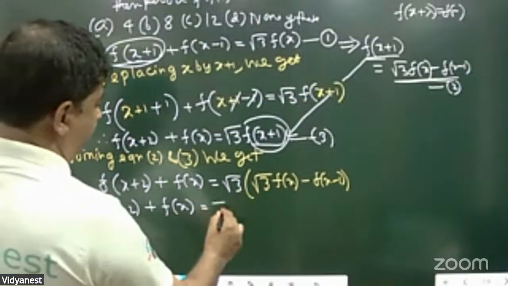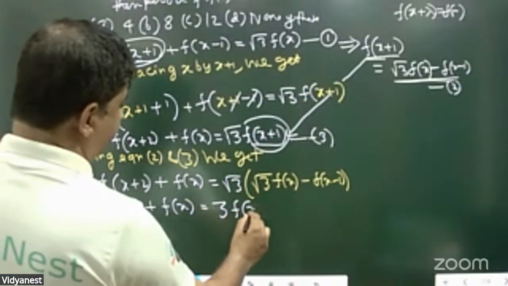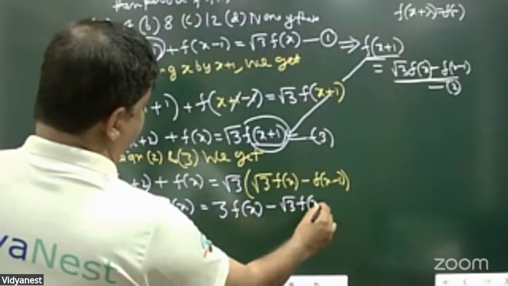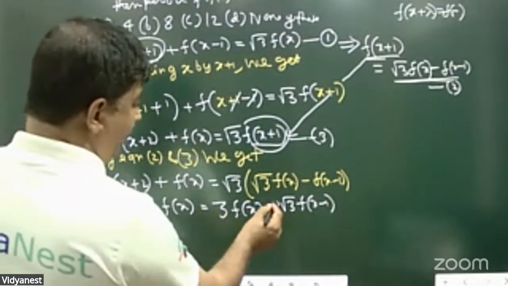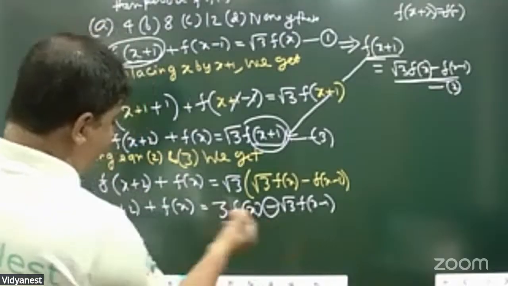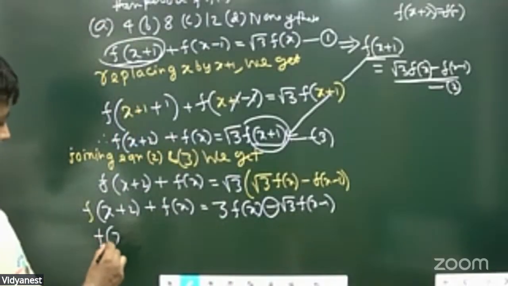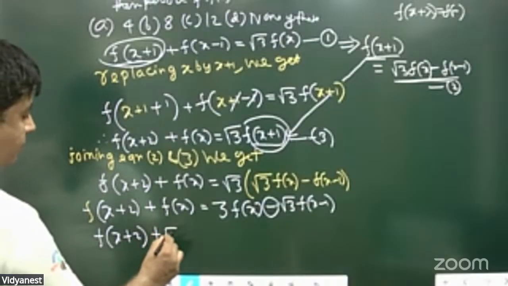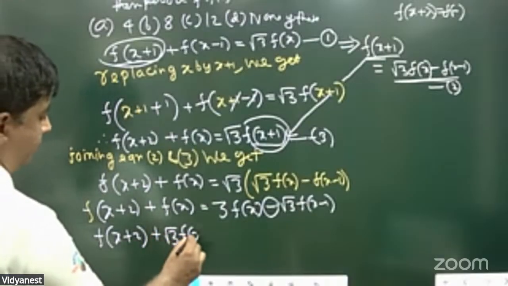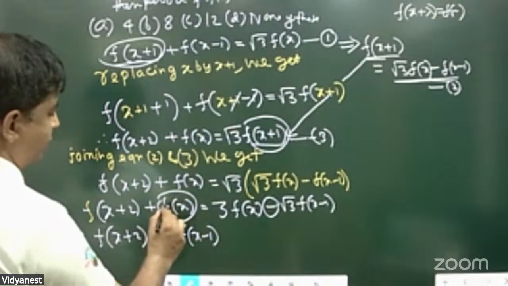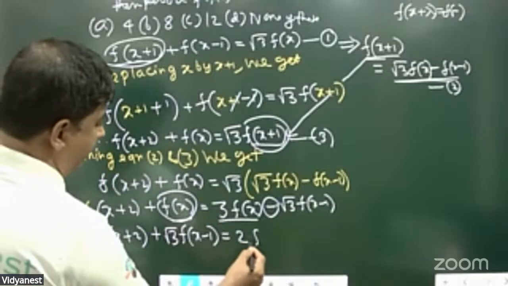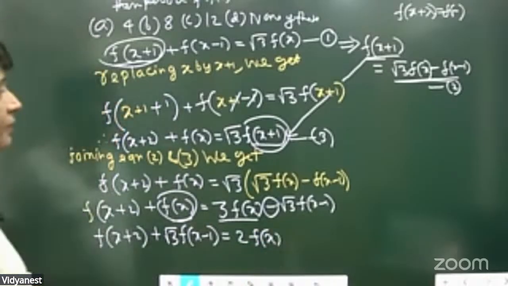Root 3 into root 3, 3 minus root 3 f(x) minus 1. So to avoid that minus sign, I will bring this to the left hand side. And that f(x) is to be taken to the right hand side: thrice f(x) minus f(x), twice f(x).